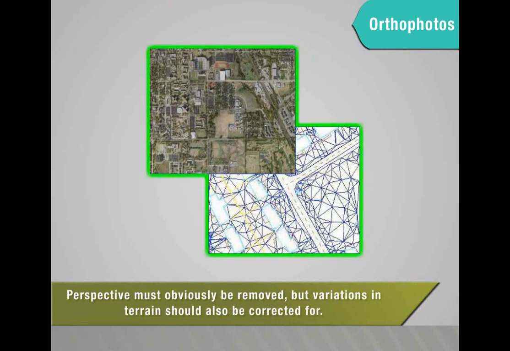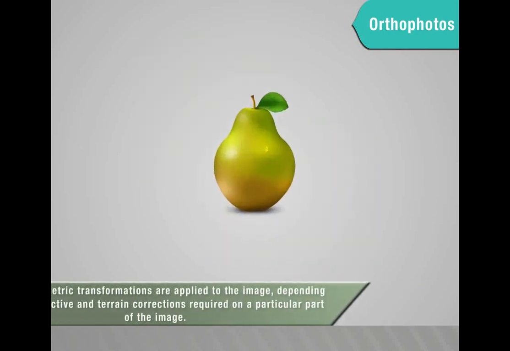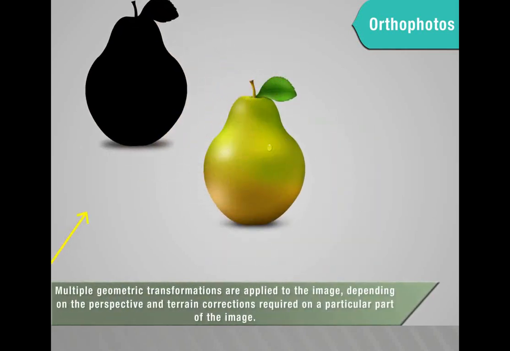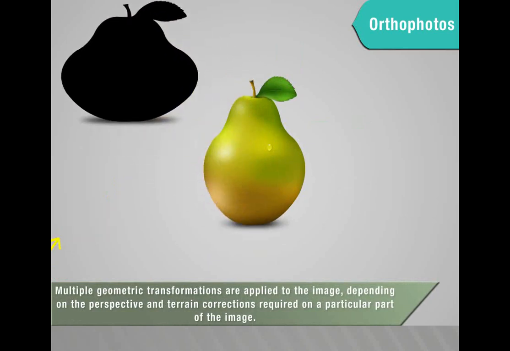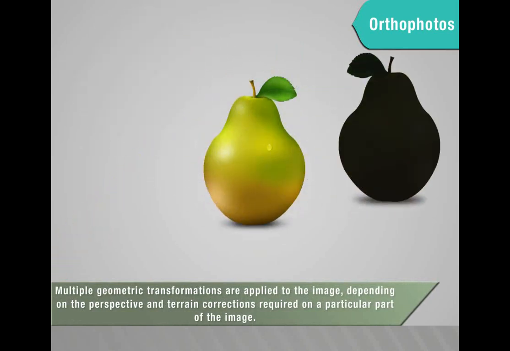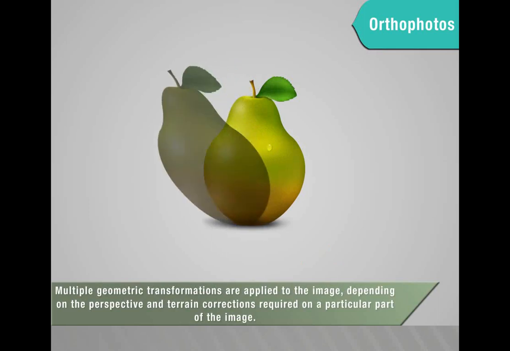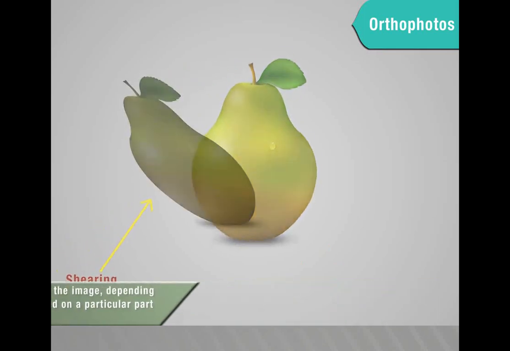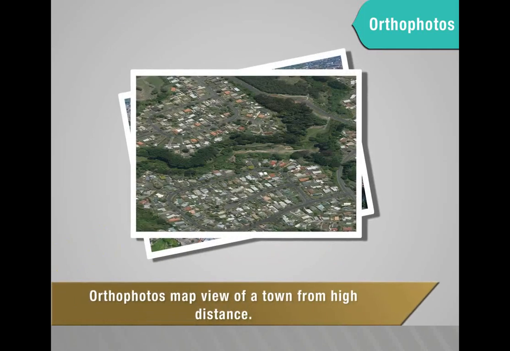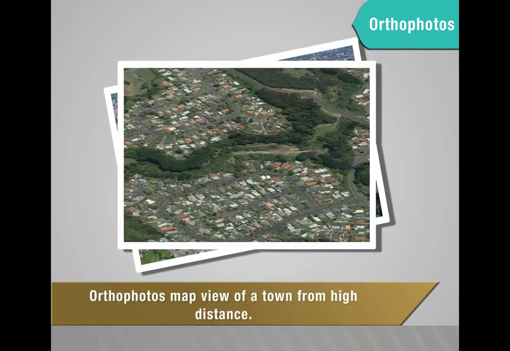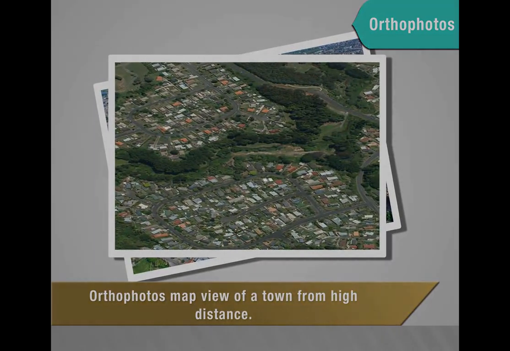Perspective must obviously be removed, but variations in terrain should also be corrected for. Multiple geometric transformations are applied to the image, depending on the perspective and terrain corrections required on a particular part of the image. Orthophoto map view of a town from high distance.